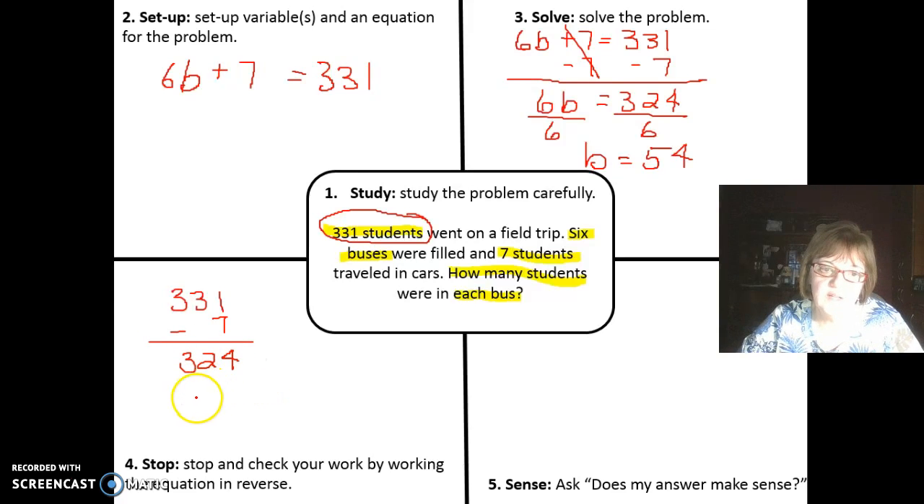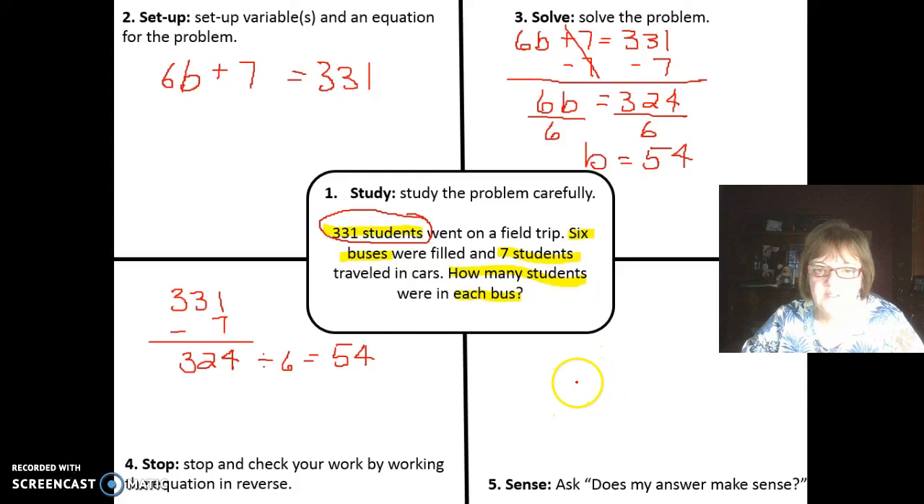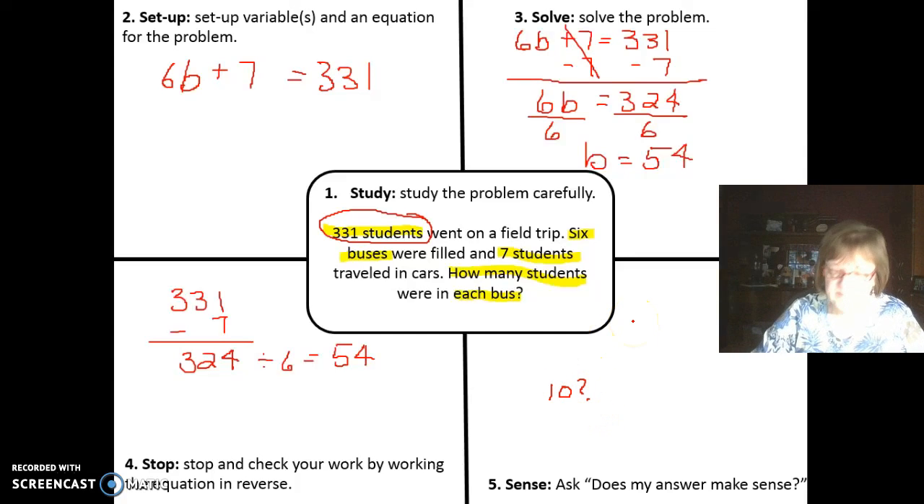If I have 324 and I have 6 buses to divvy them up in, that means if I divide that by 6, does that give me my other answer? It's kind of doing it backwards. I've done it in a less, not using a variable, just another way to check it. Does my answer make sense? Well, yeah, because if it was 10 students per bus, that would not make any sense because buses are bigger than 10, right? 54 students in a bus, that makes sense. So yeah, that one works.